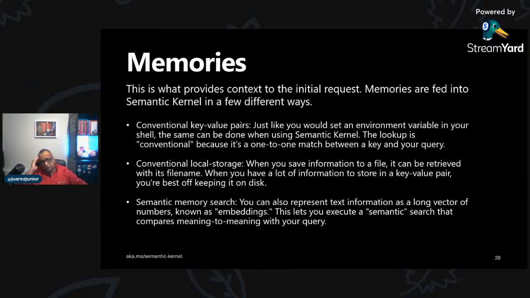Memories, that is what will provide context to the initial request, okay? They can be fed into the SK, the semantic kernel, in a few different ways. You can use conventional key value pairs, and that's the simple example that I have here, which, by the way, I just reused one of the examples from the semantic kernel GitHub repo for Java, right? You can also use the conventional local storage, where you save information to a file, you persist it, you serialize it, and then you can retrieve it later to be reused. And also semantic memory search, you can also represent text information as a long vector of numbers, known as embeddings.